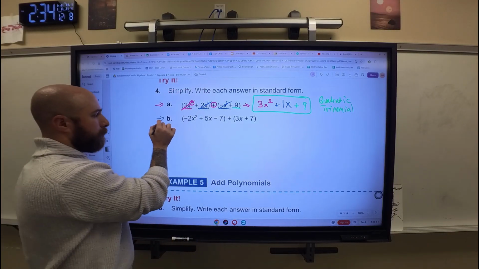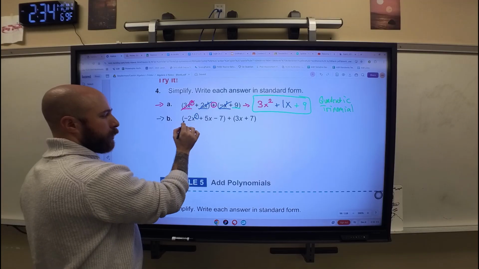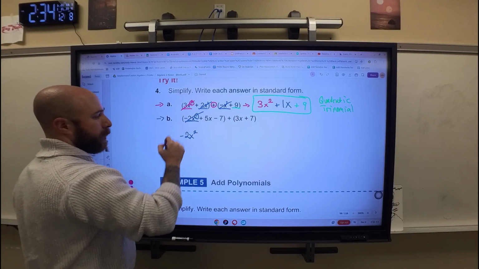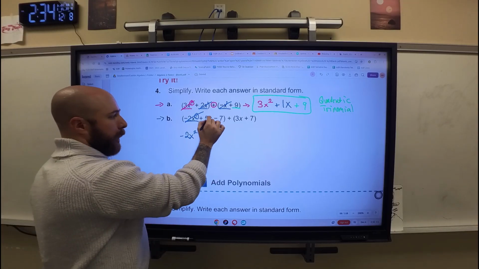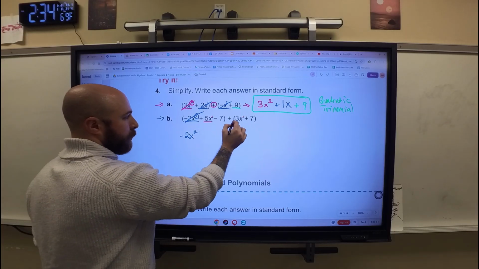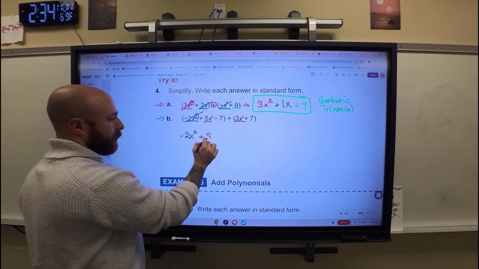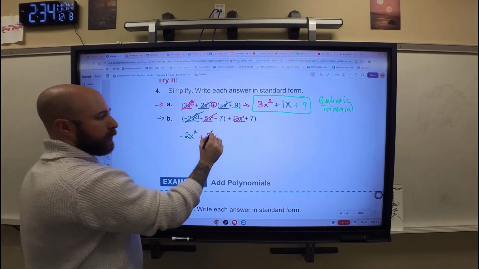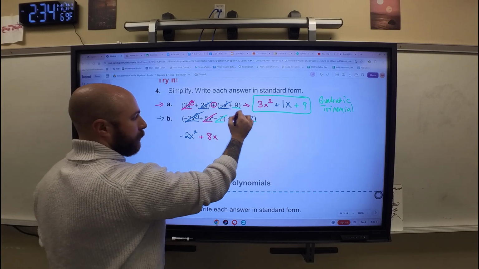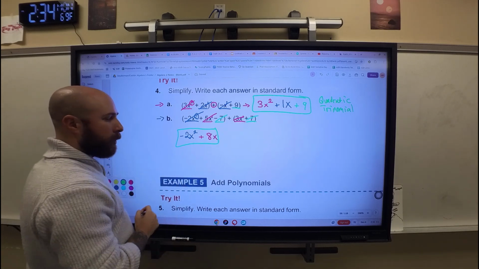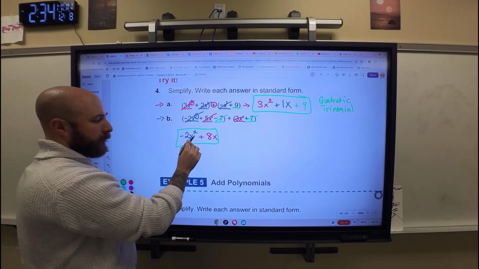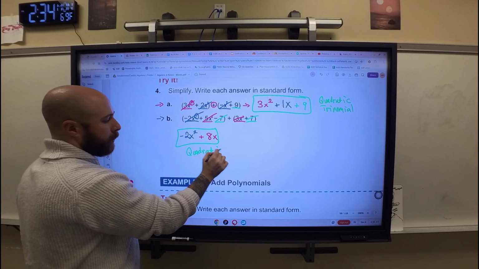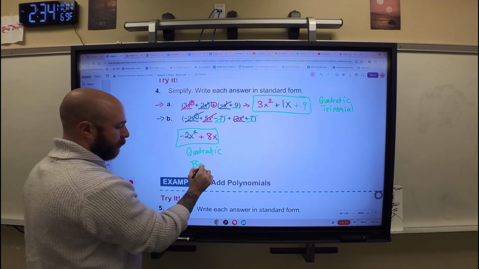Same thing with B. Start with the highest exponent. We have a 2. We have nothing else with an exponent of 2, so negative 2x squared. We look for our x's, x to the first, x to the first. 5 plus 3 gives us plus 8x. Then we look at our constants, negative 7 plus 7, those cancel. Negative 2x squared plus 8x, exponent of 2 is a quadratic. 2 terms, binomial.